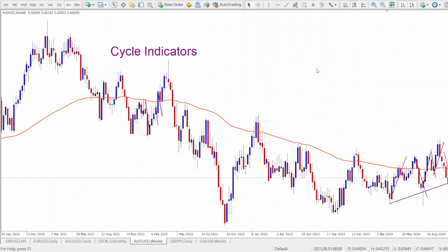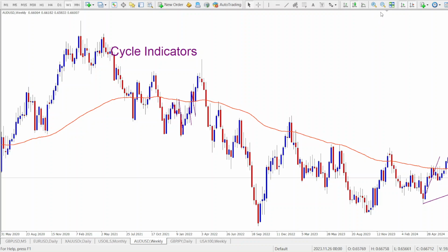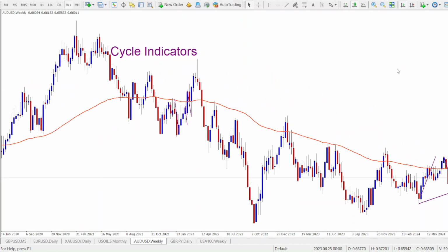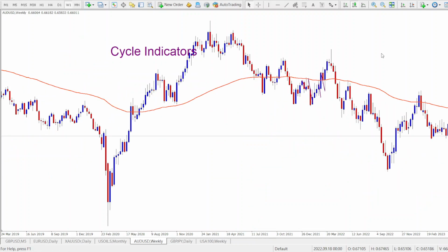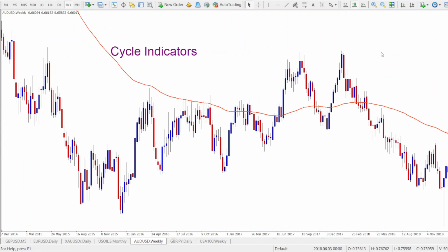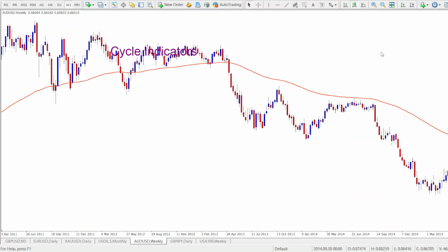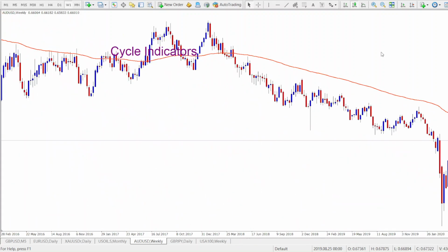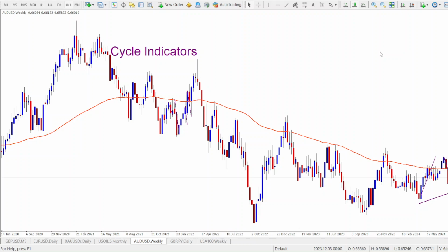Let us go to a higher time frame and take a little look at it. Now you can see there is not much difference from what you already know about the moving average.